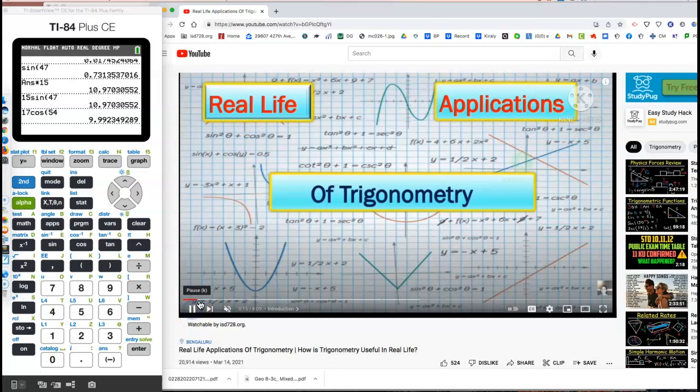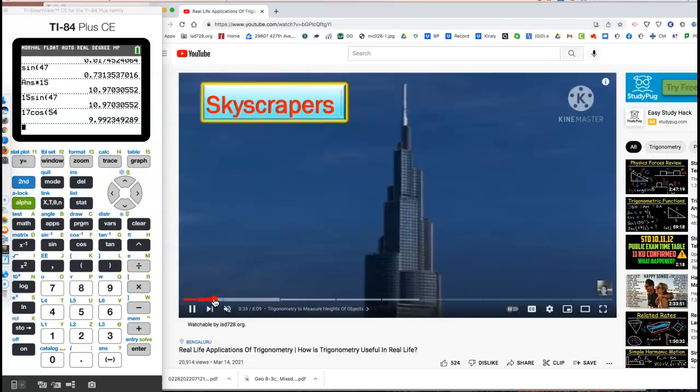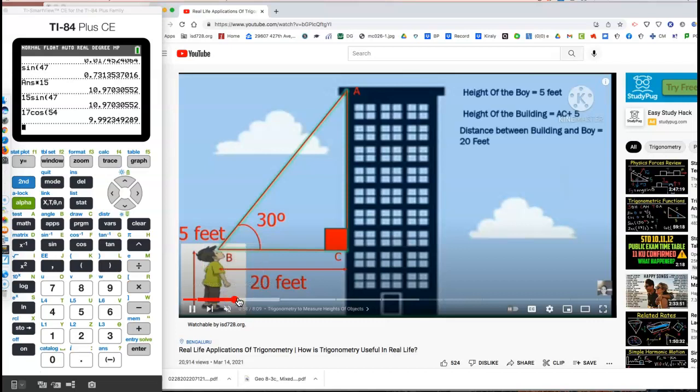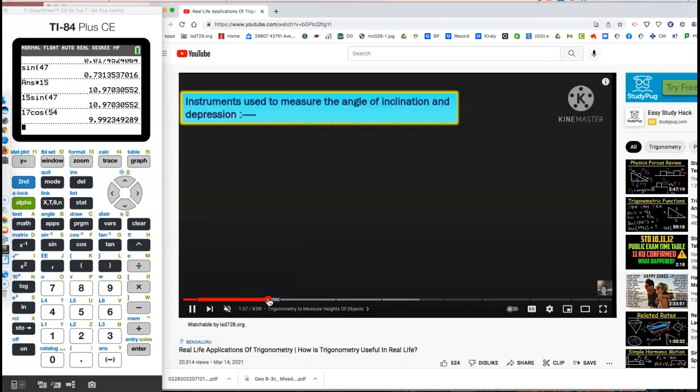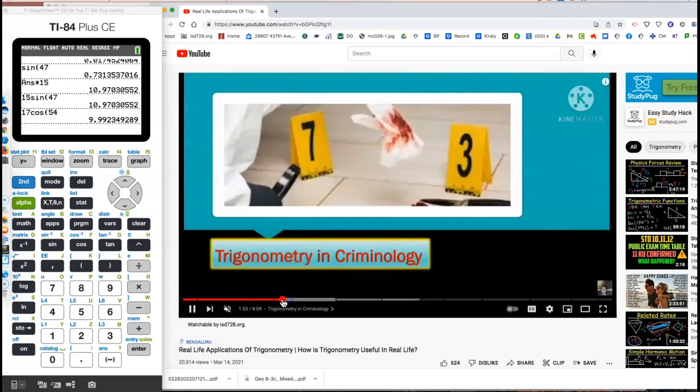So first of all, trigonometry is used to measure the heights of things like mountains and skyscrapers, monuments, tall buildings, where it wouldn't be logical or even feasible to use a measuring tool, like a tape measure. Who could get the height of a mountain with a tape measure? We also use trigonometry in the real world. We'll figure out how to use it later, for things that measure angles of inclination and depression.